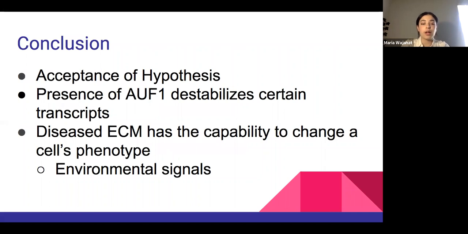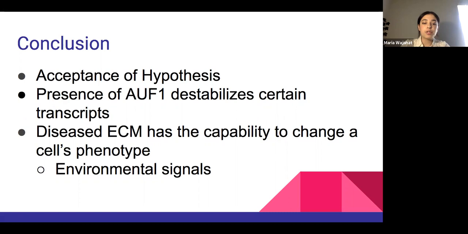So in conclusion, we did accept the hypothesis that the presence of AUF1 did destabilize certain transcripts. Another really important key takeaway from this project was the fact that the diseased ECM actually has the capability to change a cell's phenotype. The reason we know this is that, as I mentioned, this tissue was decellularized, so it was just the ECM that was taken. It was either diseased or IPF ECM, or healthy or control ECM.